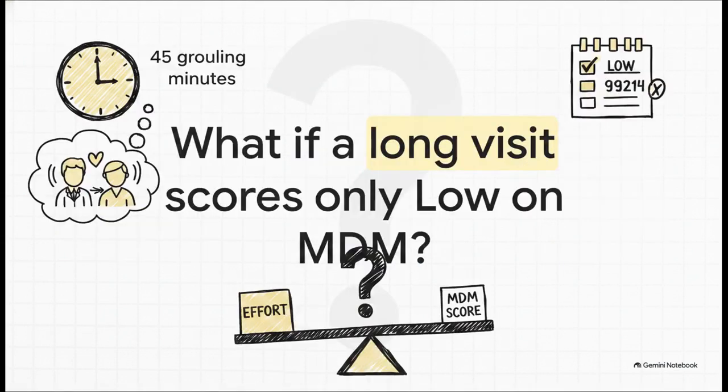Before we wrap up, I want to leave you with a bit of a provocative question. In this case, the MDM drove the code beautifully to a 99214. But what happens when a provider spends 45 grueling minutes counseling a patient and coordinating care, but the actual clinical problem only scores as low on the MDM table? Do they just lose out on all that hard work and time just because the medical decision-making was straightforward?